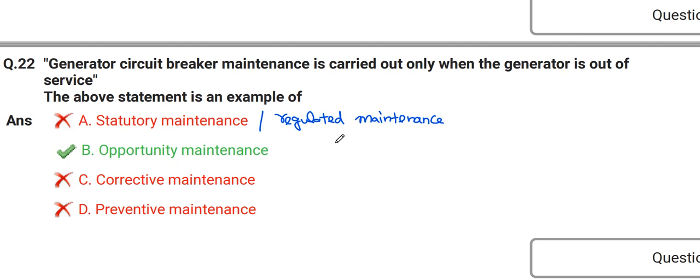Corrective maintenance provides an excellent opportunity to boost the reliability. And if we talk about preventive maintenance, then preventive maintenance is the regular or routine maintenance. Okay, so these are the maintenance types for the circuit breaker or anything in which we use different types of maintenance. So these are the maintenance types: regulated maintenance, opportunity maintenance, corrective maintenance, and preventive maintenance, or we can say routine maintenance.